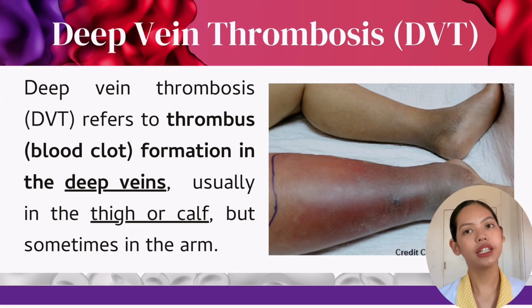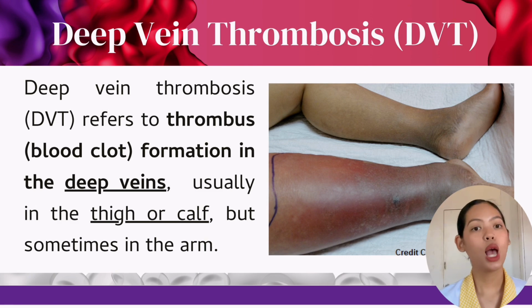Now that we have covered the general idea of venous thrombosis, let us talk specifically about deep vein thrombosis. So deep vein thrombosis refers to the formation of a thrombus or blood clot in the deep veins of the body. It most commonly occurs in the thigh or calf, but it can also happen in the arm or other areas of the body.